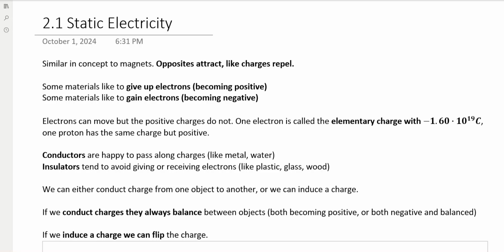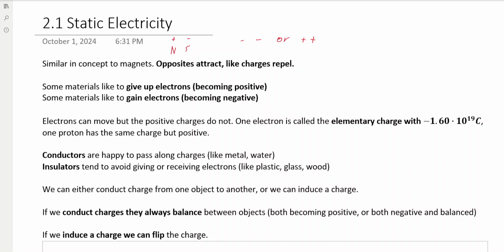So similar in concept to magnets that you've probably played with in the past, especially in elementary, we have opposites attracting and like charges repel. Opposites in magnets are north and south, but for us we have positive and negative. And like charges repel. So if it's double negative or double positive, either one of those would repel. So like charges repel, opposite charges attract.